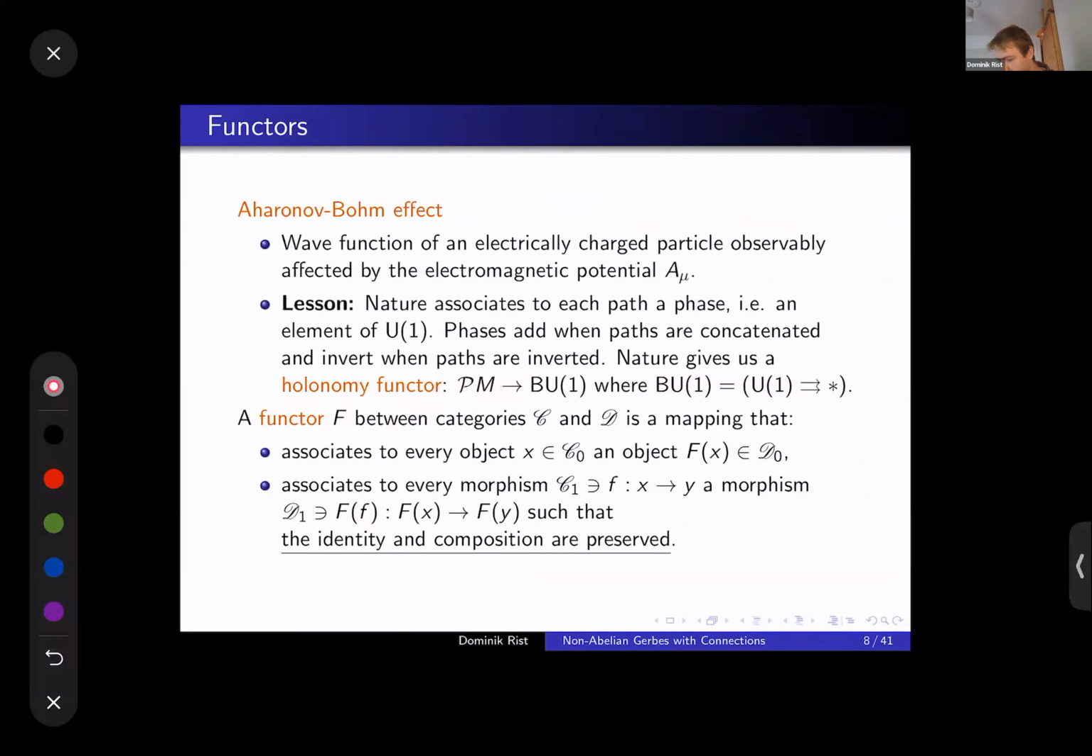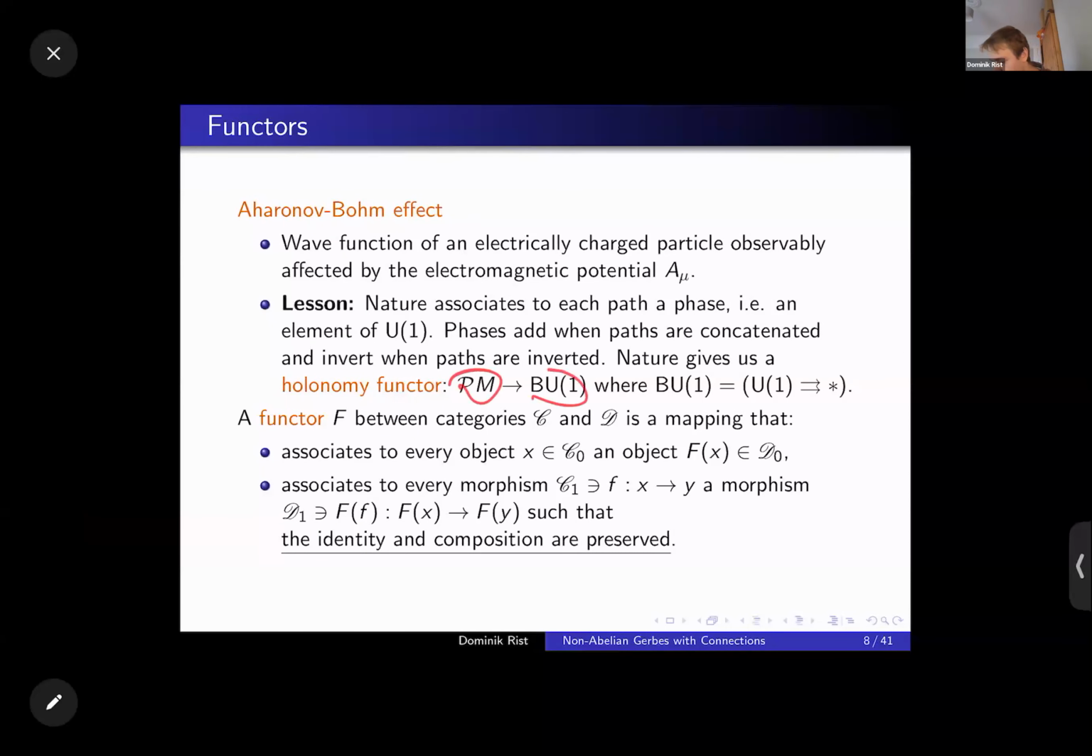So nature associates to the path groupoid, well, nature gives me a holonomy functor, right? Which is a morphism from the path groupoid to B1. Okay, so this will be notation that will be appearing.